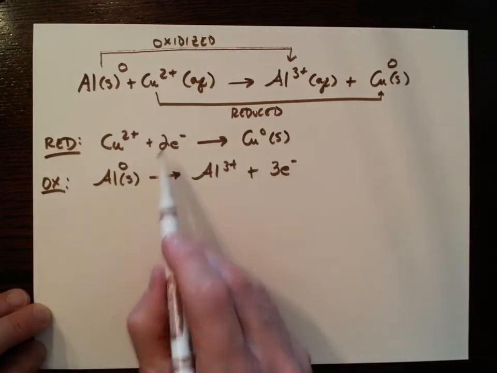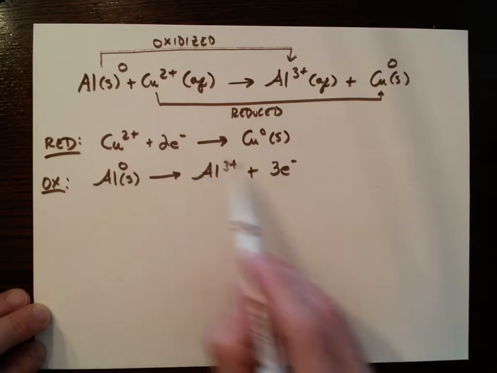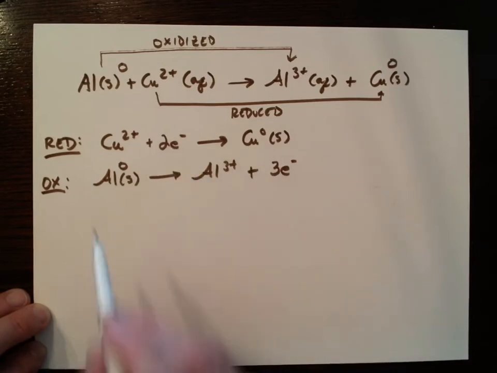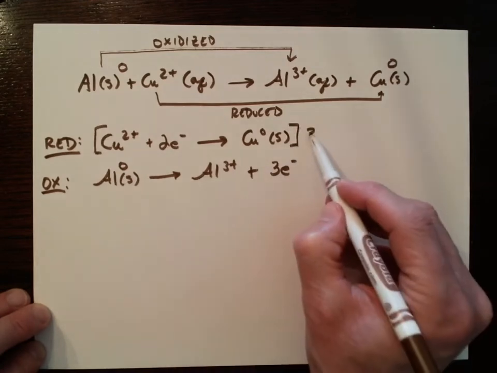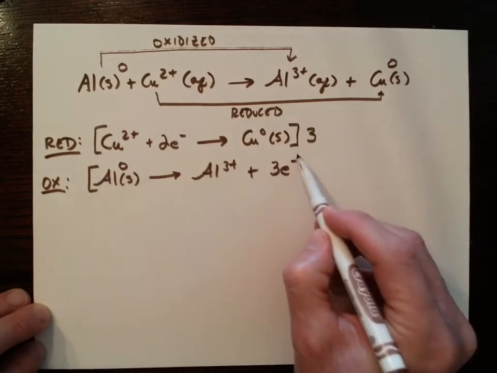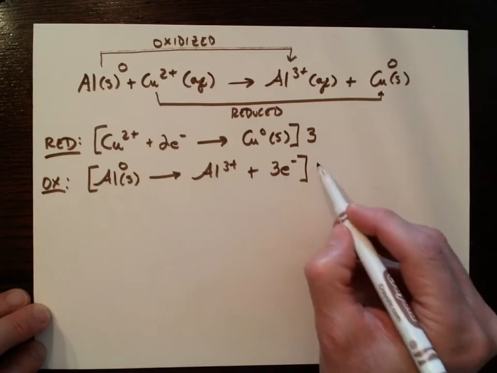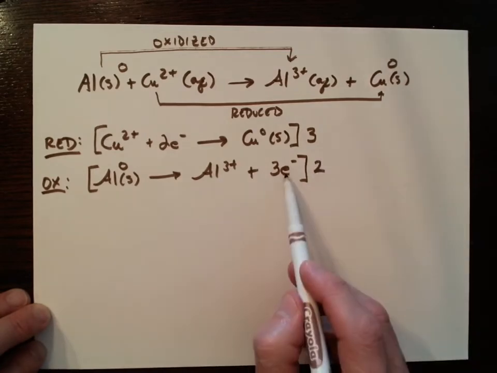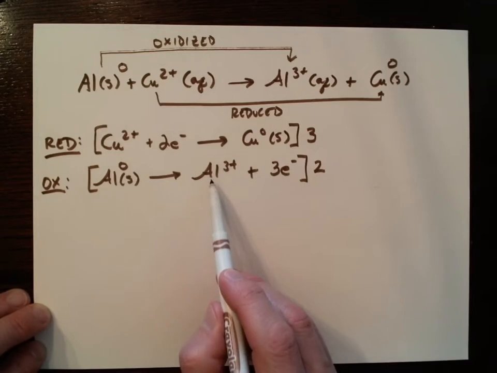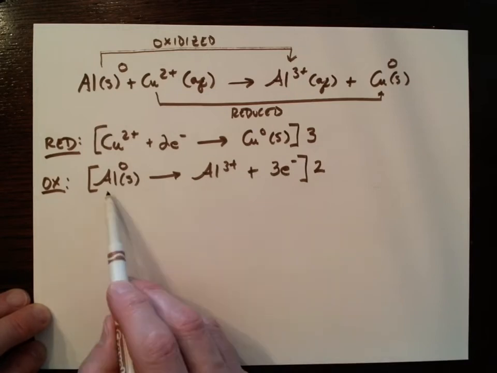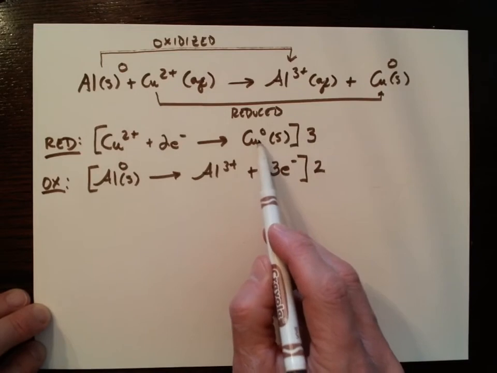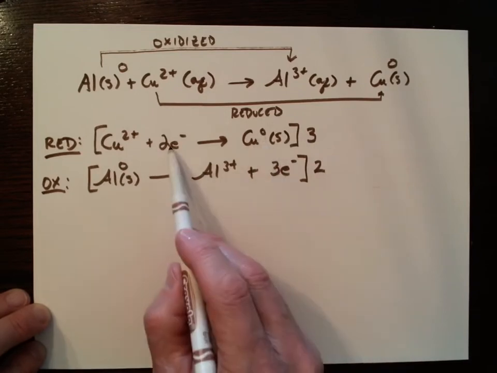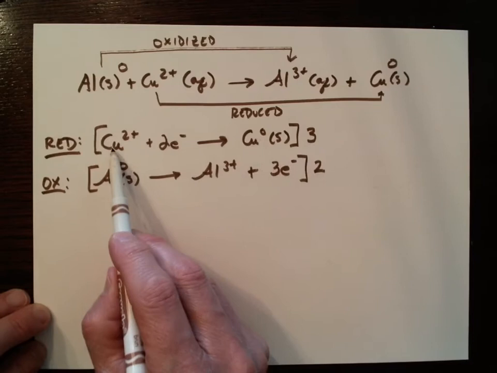Well, notice that these two numbers of electrons don't balance, but we can make them balance by multiplying the whole reduction half reaction by 3 and the whole oxidation half reaction by 2. That'll give me 6 electrons here, 2 aluminum 3+, and 2 aluminum metal. On the top, that'll give me 3 solid copper, 6 electrons, and 3 copper 2+.